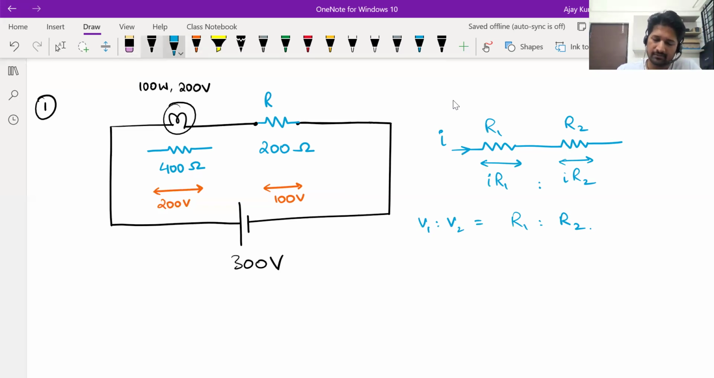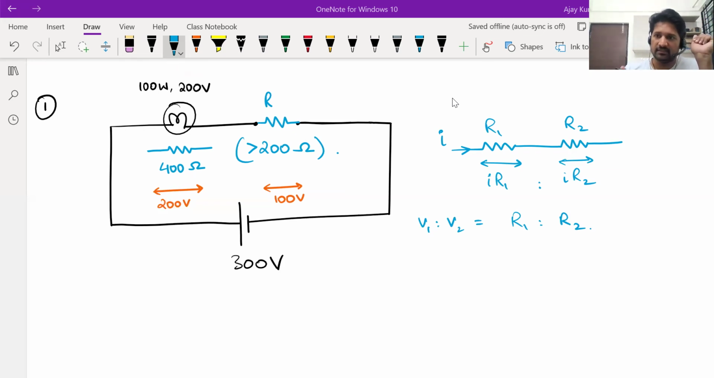What if we connect more than 200 ohms? Okay, I think I'm mixing up ohms and volts. Anyway, let it be. What if we connect more than 200 ohms? The bulb doesn't get its optimal voltage. See, if the bulb gets a voltage of 200, then it will consume a power of 100 watts. And in that case, it will glow the brightest. It's the best glow you can get.